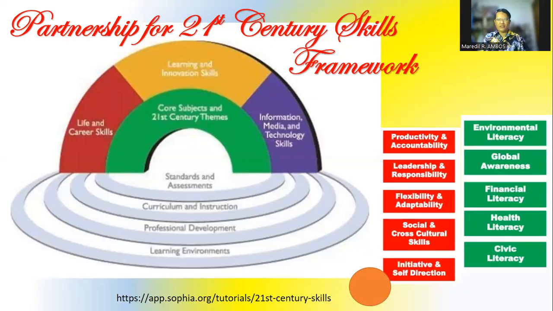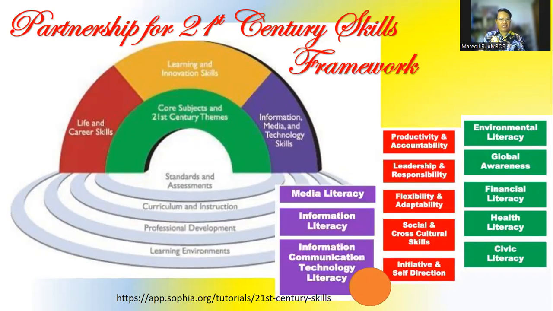The life and career skills involve the following: productivity and accountability, leadership and responsibility, flexibility and adaptability, social and cross-cultural skills, and initiative and self-direction. These life and career skills are very important. We need to have initiative in order to excel, and we need to have self-direction, together with productivity, and we need to be accountable for what we are producing. All of us, or soon, you will be teachers, and you will become leaders in your own field.